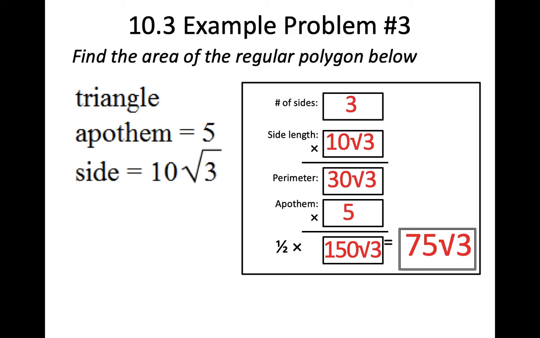And since I'm going to find the exact area, that's what I have to leave it as, 75 root 3. If I put it into a calculator, it would round it, and I'm not asking for a rounded value. I want the exact value, which in this case is 75 root 3.